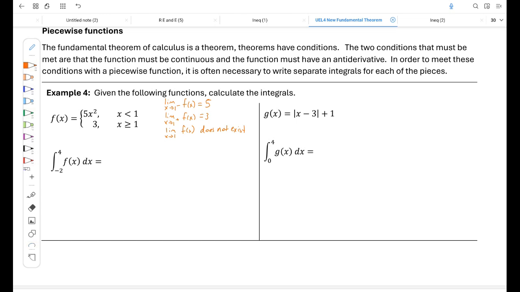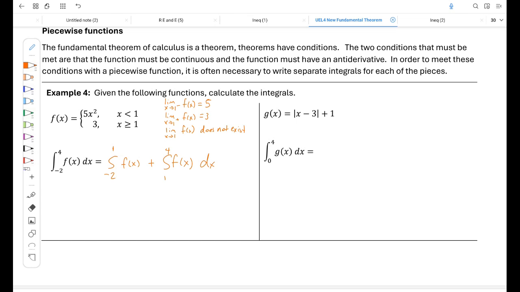So what we're going to do is we're actually going to do 2 integrals. We are going to integrate from -2 to 1 of f of x, and then we're going to integrate from 1 to 4 of f of x. And we're going to solve those 2 separate integrals because those have antiderivatives that are just power rule. Okay.